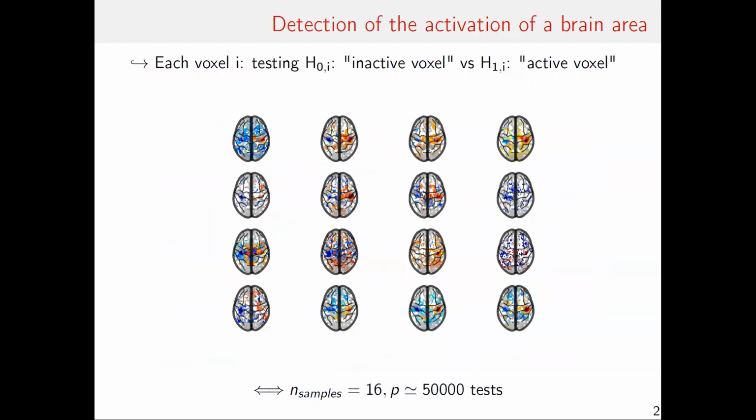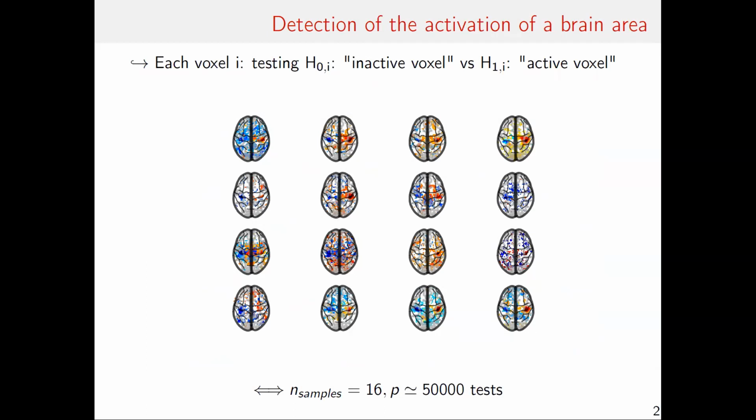And so from a more concrete standpoint, we will do that from this type of input data, which is simply here 16 statistical maps, one per subject, with each subject performing a task.